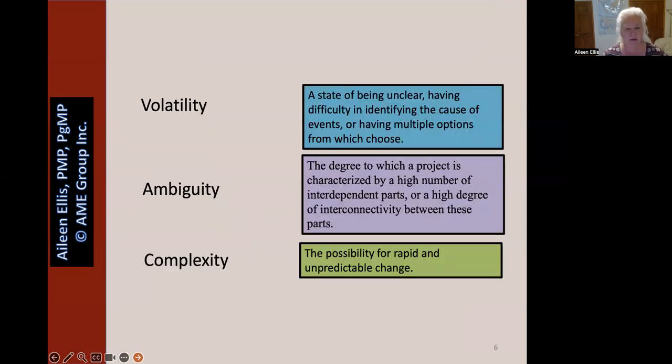To wrap up, do you know what we mean by volatility versus ambiguity versus complexity? Pause the video. Volatility, the possibility for rapid and unpredictable change. Ambiguity, a state of being unclear. Complexity, a high number of interdependent parts.